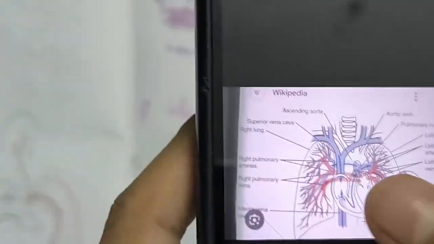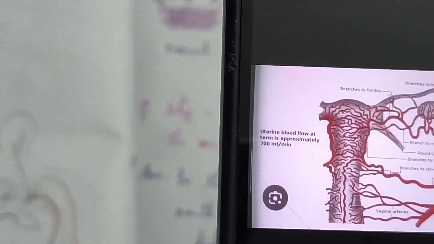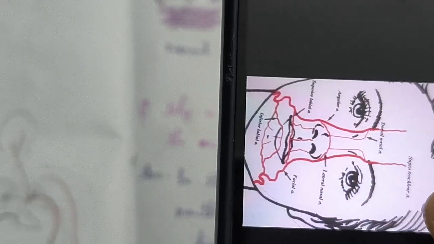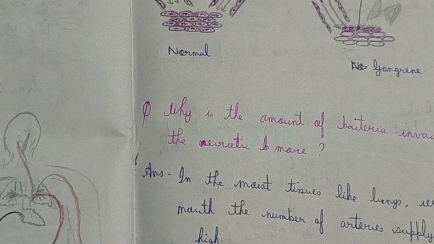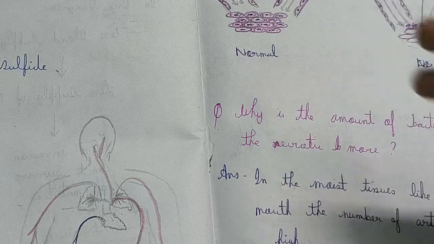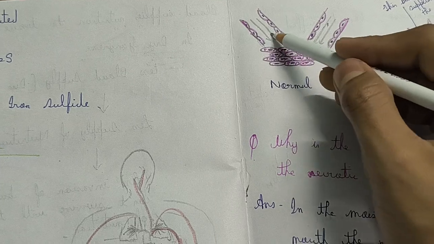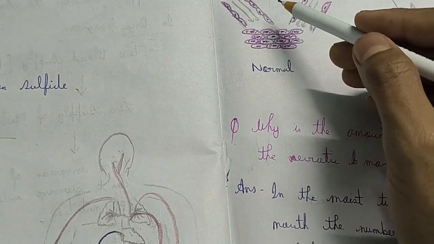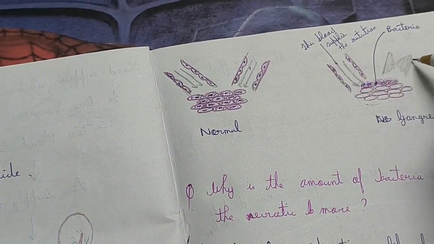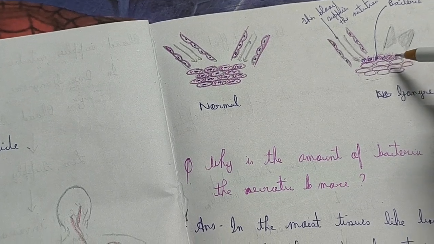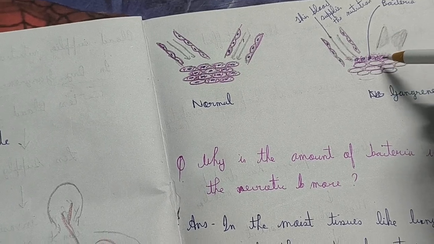tissues like lungs, mouth, cervix, the number of arteries supplying this region is high. Now think: first of all, this is a normal situation, where all the arteries supplying the tissue are normal and not obstructed. But in this case, if you see that this side artery supplying the tissue is obstructed, as a result blood supply is reduced in this tissue.